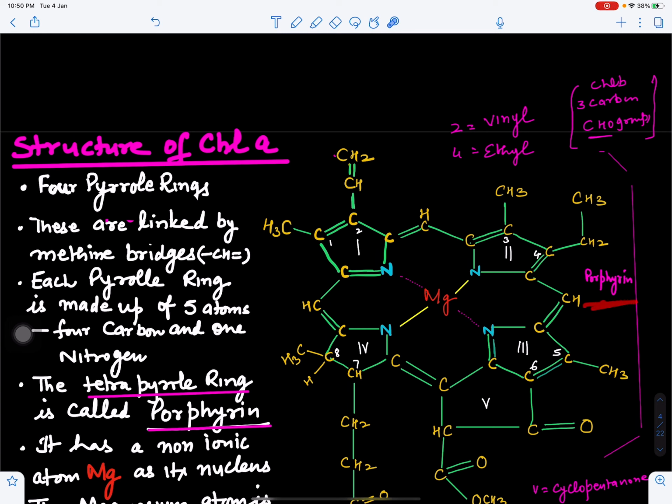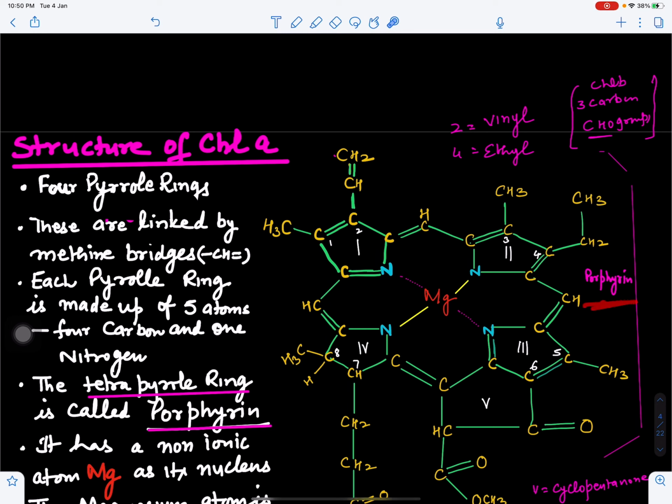is attached to the long phytol tail. This is the long phytol tail which is attached with the propionic acid, and this is present at the 7th carbon. Here we can see, this is the 7th carbon where propionic acid is attached, and to this is attached a long tail. This is called the phytol tail. So the 4th pyrrole ring is esterified with the long chain alcohol called phytol, right? So this is about the structure of the chlorophyll A molecule.